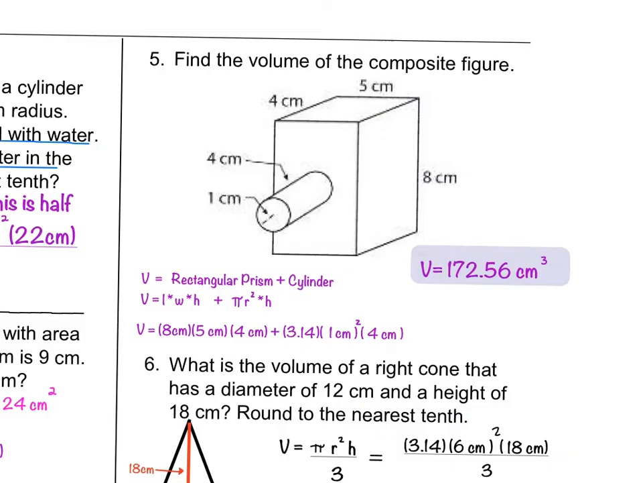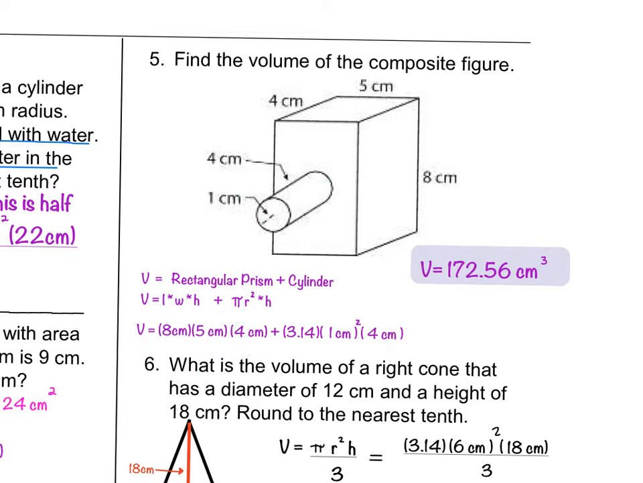Number 5, they're asking us to find the volume of this composite figure. A composite figure, we obviously know that it's a few figures put together. So here we have a prism and we have a cylinder. So the rectangular prism's volume would be length times width times height. And I'm going to add that to the volume of the cylinder, which would be pi r squared times height. So I know that the volume of the rectangular prism is 8 times 5 times 4. Centimeters, centimeters, centimeters. That would become centimeters cubed.